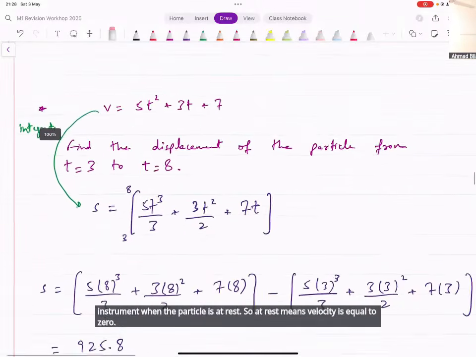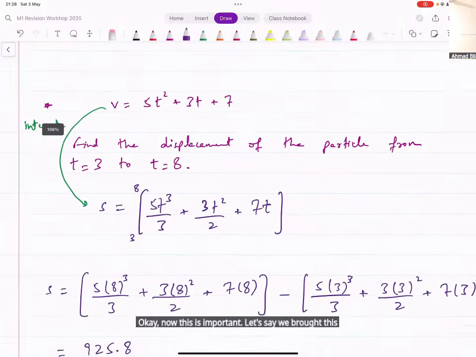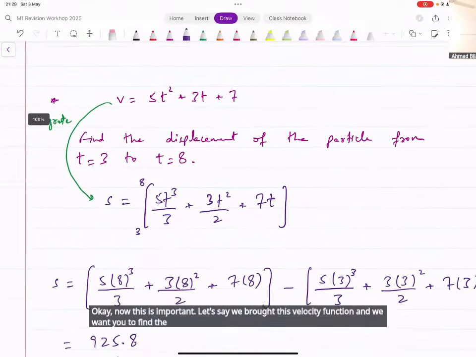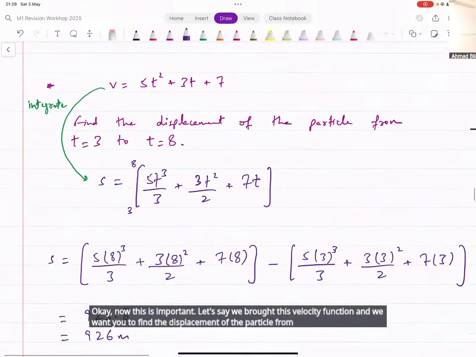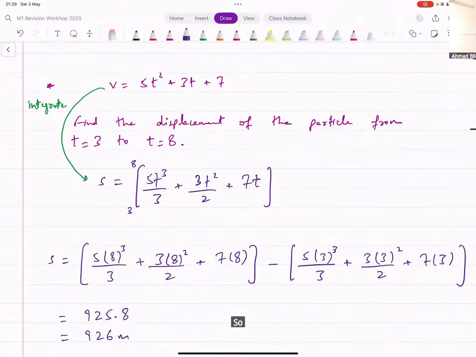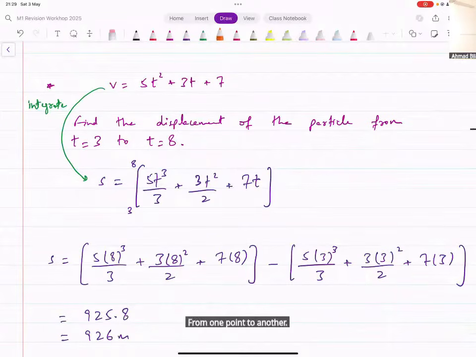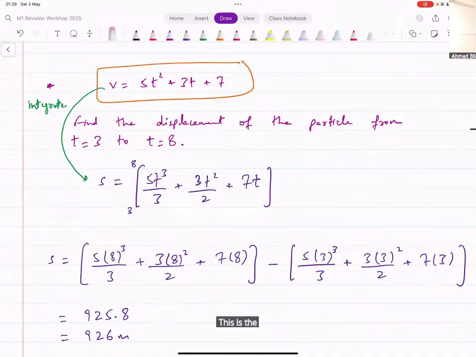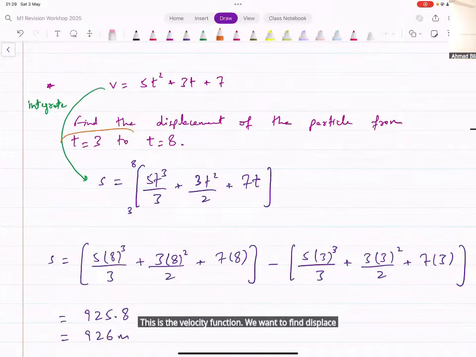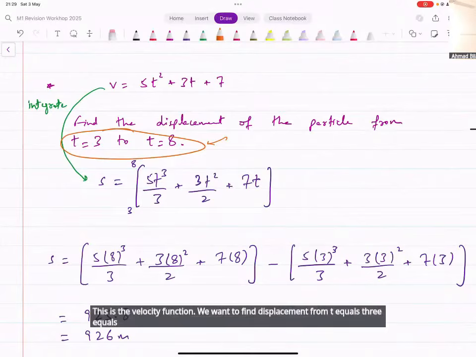Okay, now this is important. Let's say we've got this velocity function and they want you to find the displacement of the particle from time equals 3 to time equals 8. So they want you to find the value for displacement from one point to another. This is the velocity function. We want to find displacement from t equals 3 to t equals 8.